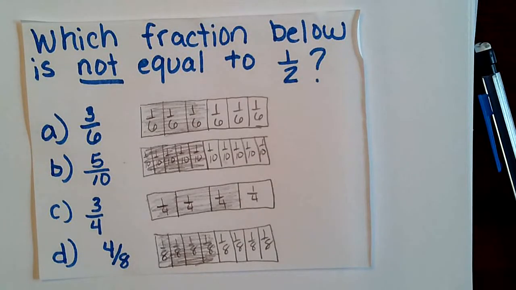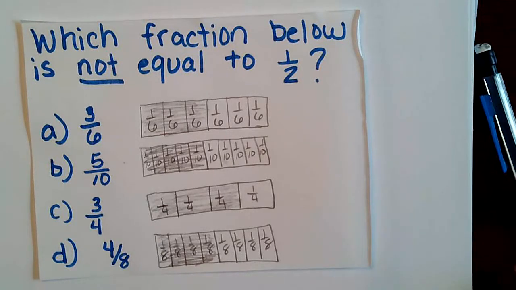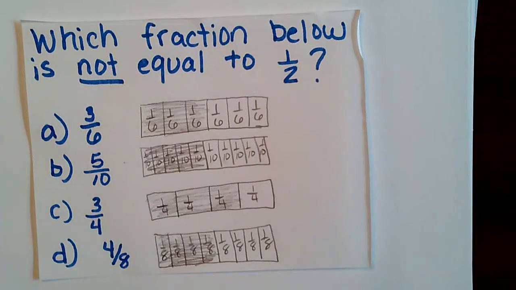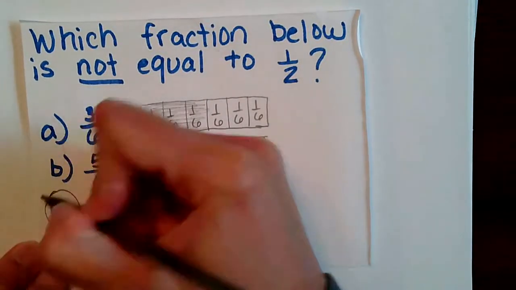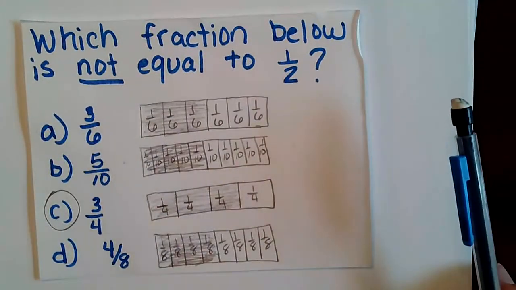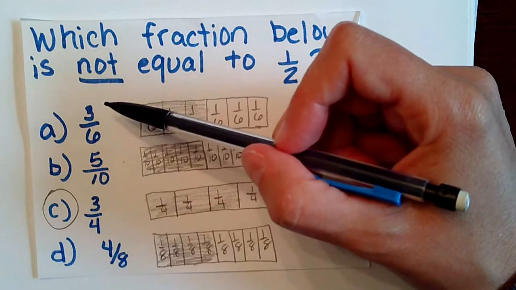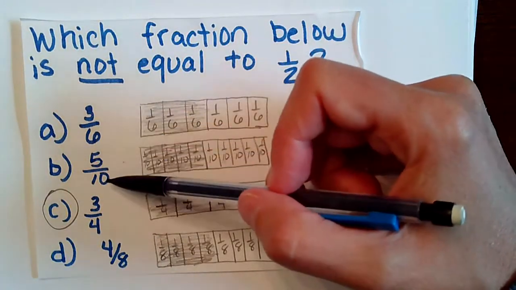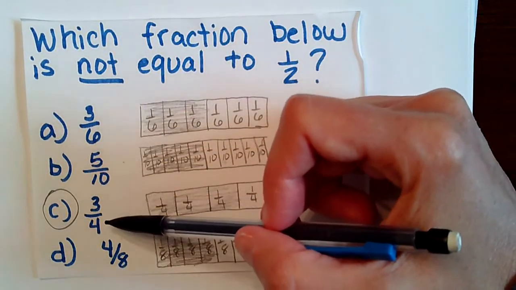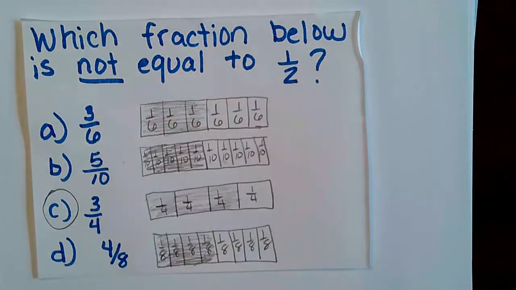Okay, I quickly drew my proof drawing to show you that 3 of these are equal to 1/2 and 1 is not. And I hope that you said 3/4 is not equal to 1/2. Remember, if the numerator is half of the denominator, it's the same as a half. 3 is half of 6, 5 is half of 10, 3 is not half of 4, but 4 is half of 8. I hope that you got that one correct.